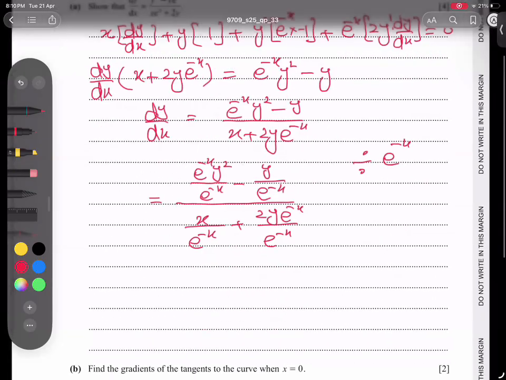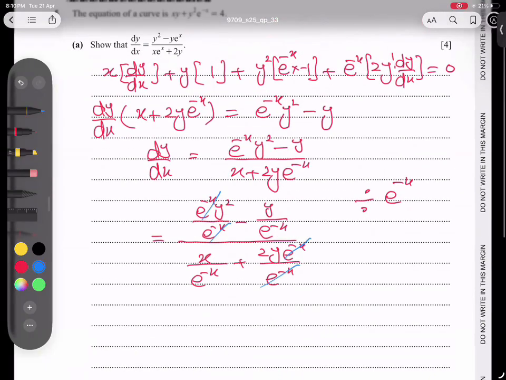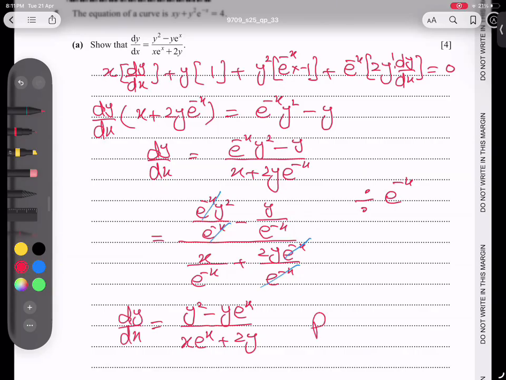Now, students, I'm going to finalize it. Where this cancels out, this cancels out, and we are close to the answer. How to get it? This y squared comes as it is, but this will go up. When it goes up, the power sign changes, and I'm getting y times e to the power x. And this goes up as e to the power positive x. And here I got 2y. So alhamdulillah, the target is achieved.